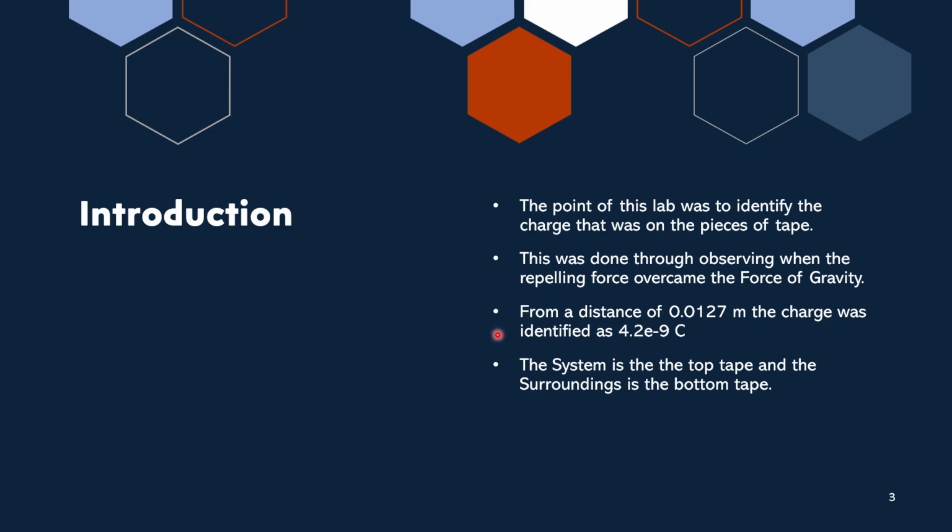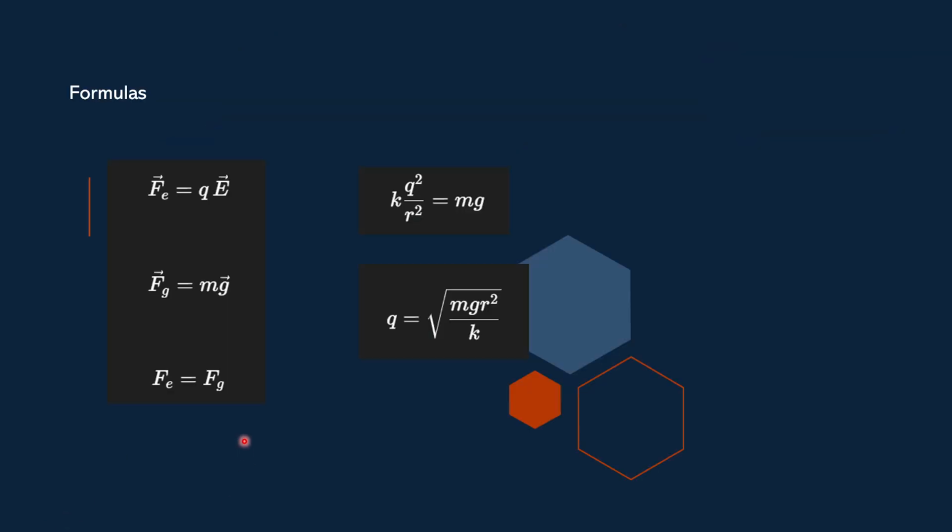Now, we noticed that at the distance of 0.0127 meters, the forces were equal, and the hanging tape started to come up. And using this knowledge, you're able to calculate the total charge as 4.2e-9 C. And in this experiment, the system was the top tape, and the surroundings is the bottom tape and everything else. Now, these are the formulas used.